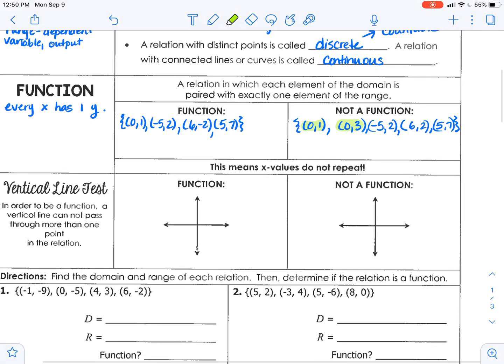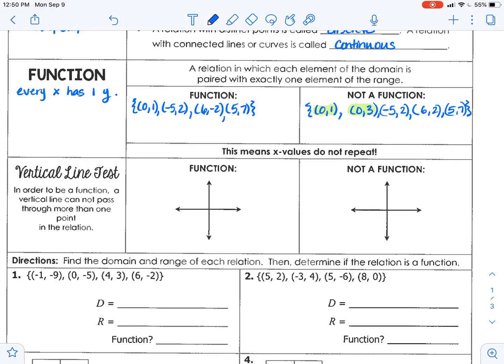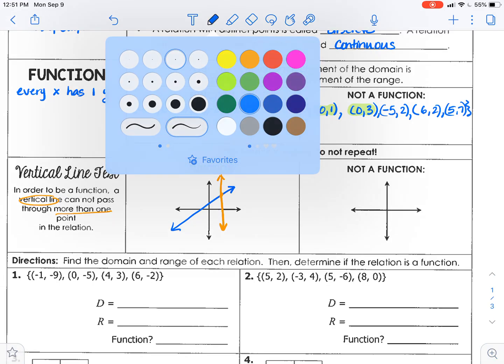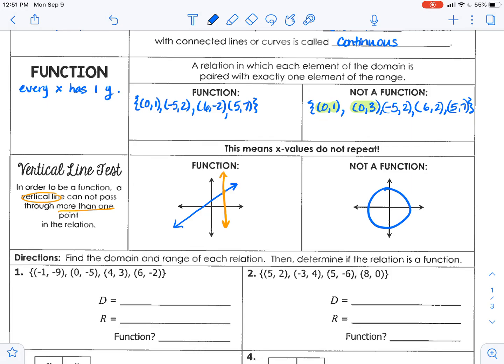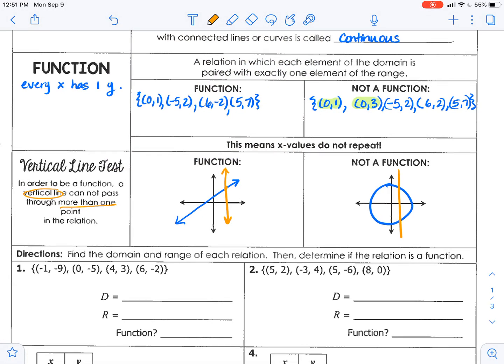If we're given a graph, so an example might be if I have a line. If I can draw a vertical line, remember what vertical is, and I only hit in one point, okay, then it is a function. So in order for it to be a function, a vertical line cannot pass through more than one point, okay? So an example of not a function might be if I have a circle, and when I draw a line through the circle, I hit in 2 points. Therefore, that is not a function, okay?